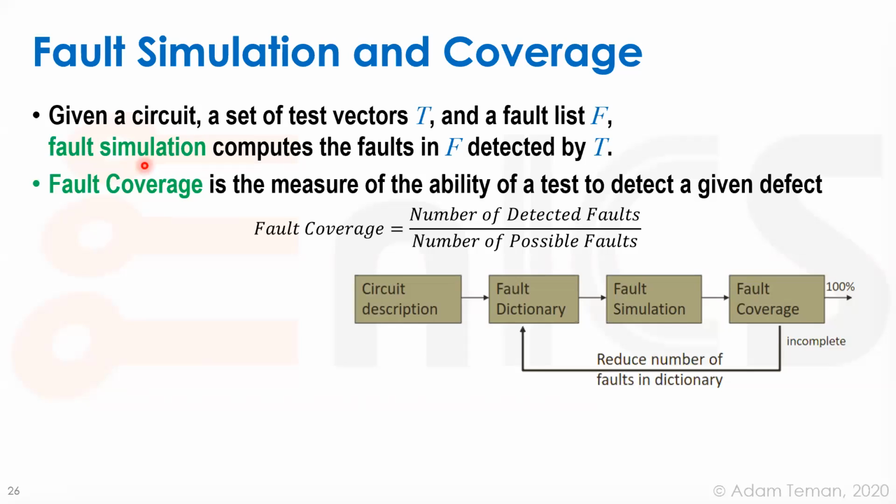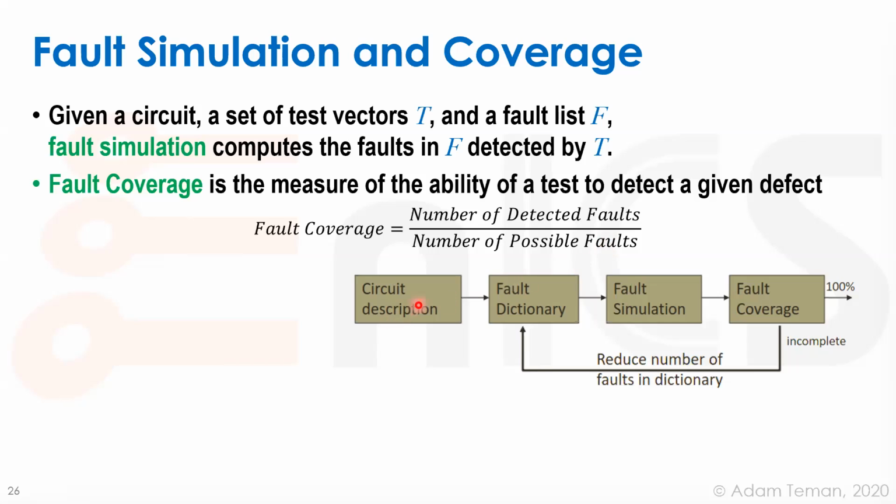It's actually called serial fault simulation, but one second before that, there's another term called fault coverage. And that's the measure of the ability of a test to detect a given fault. So fault coverage is the number of detected faults divided by the number of possible faults. Coverage is what percentage of faults we were able to detect. And we want to get to 100%, right? We want to know that we detected as many of the possible faults there are.